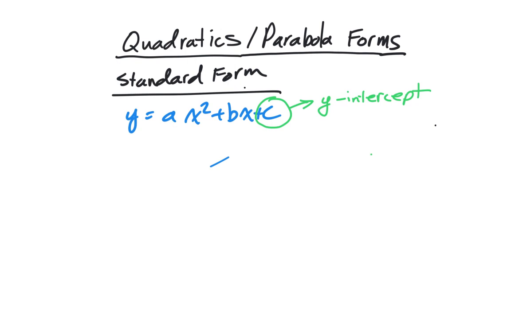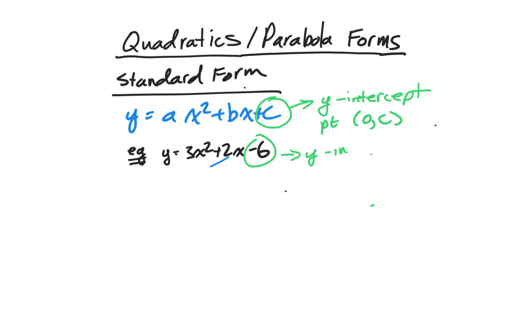And the point for such a thing is of the form 0, c. An example would be this. y is equal to 3x squared plus 2x minus 6. In this case, the y-intercept is -6, and the point that's represented by it on a graph would be 0, -6. Now, that was the first form.